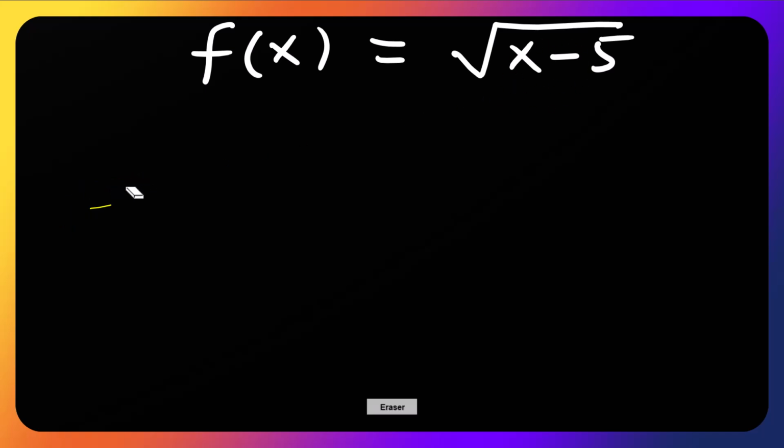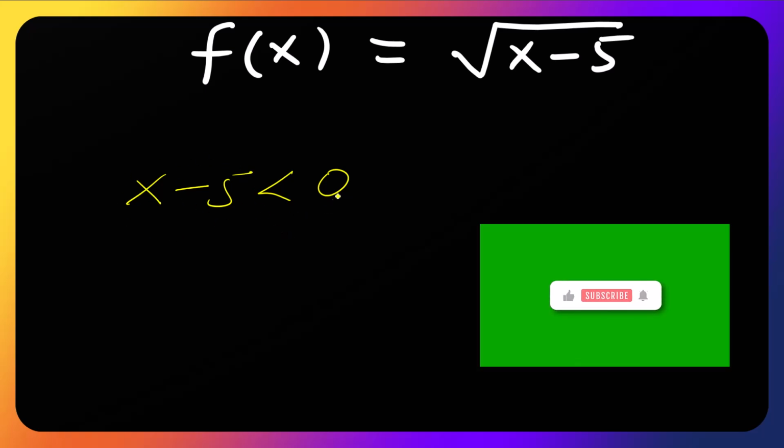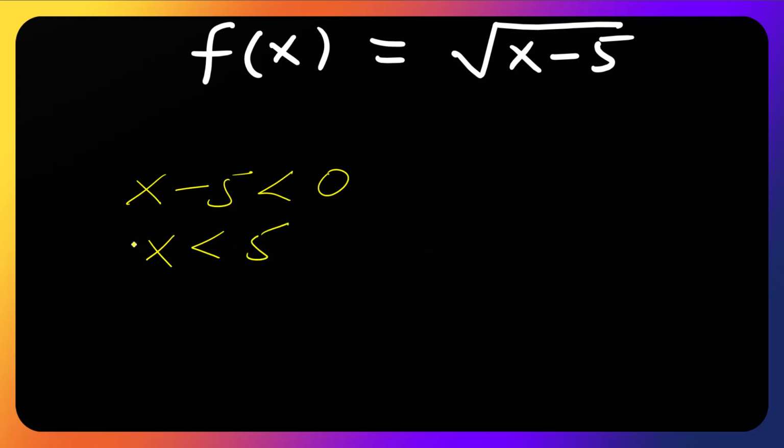So what we are going to do here is very simple. If I take x minus 5, and remember anything less than 0 is negative, so if I make it less than 0 like this, x minus 5 less than 0 will make this one undefined. So we can say x is less than 5. Anything less than 5 will make this one undefined.